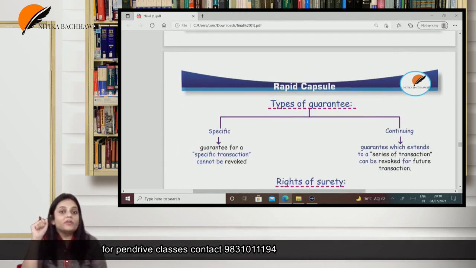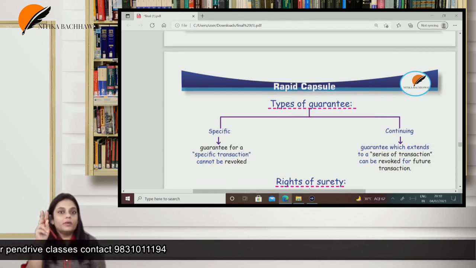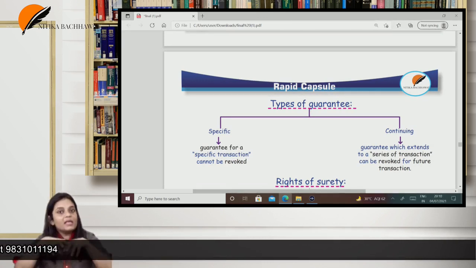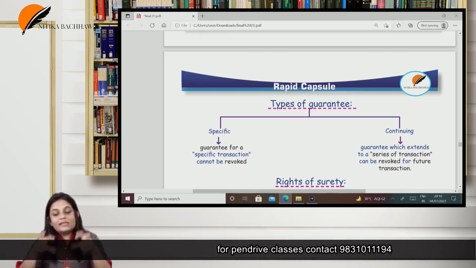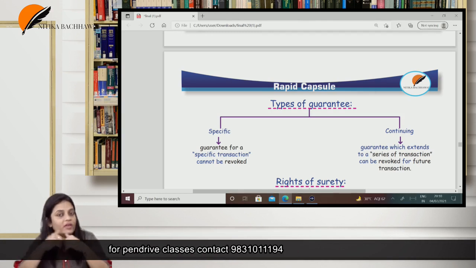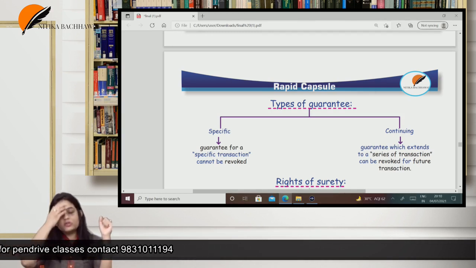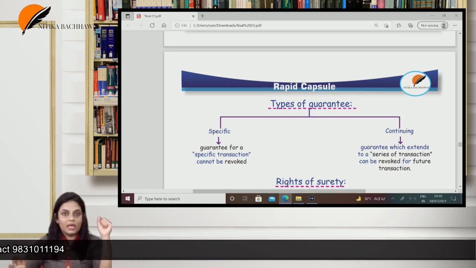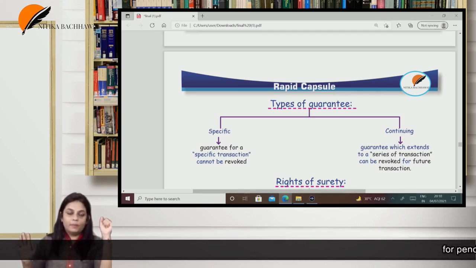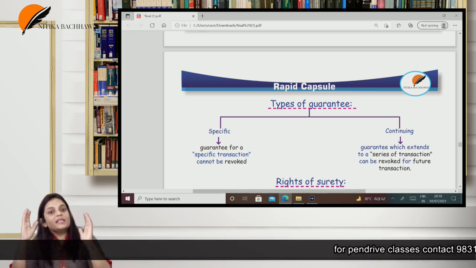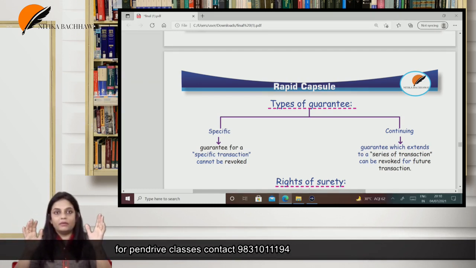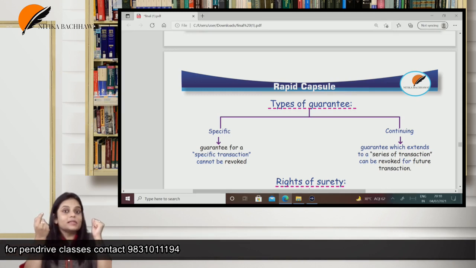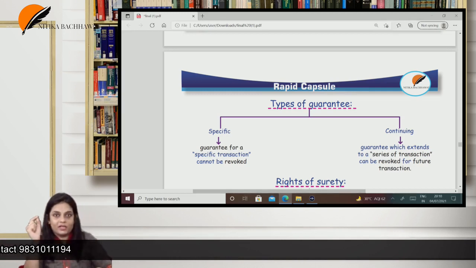Now, what are the different types of guarantees that we have? I'm going to just give you two examples. Understand carefully. A says to B, sell these goods on credit to C. If he fails to pay, I will pay. Here, A is giving an assurance to B that he can sell these goods to C on credit, and if C fails to pay, A will pay. This is a single transaction.